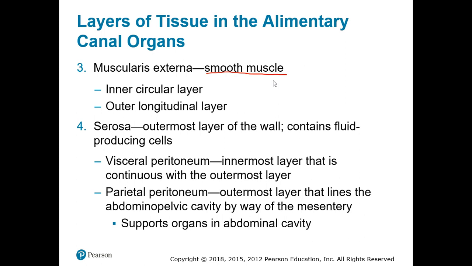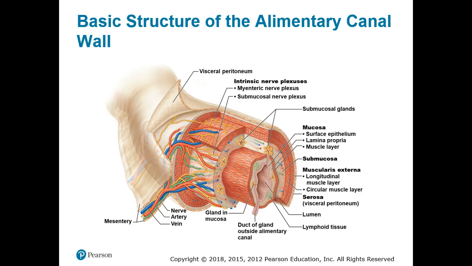And then the fourth layer is your serosa layer. This is going to be the outermost layer that contains fluid producing cells, or serous fluid. And again, hopefully you remember your serous fluid helps reduce friction. Just like when we learned about the heart and the lungs, there are two layers: visceral peritoneum and parietal peritoneum. Both of these support organs within your abdominal cavity.